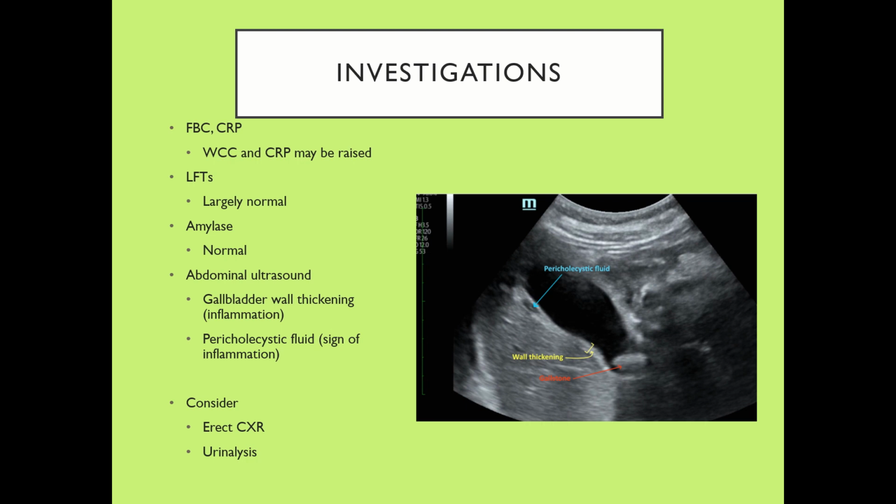On abdominal ultrasound, you might see a bit of gallbladder wall thickening, indicating inflammation, and you might also see a little bit of fluid or pericholecystic fluid, so just fluid outside of the gallbladder. And again, this is just a sign of inflammation. Again, you would consider things like an erect chest x-ray, maybe some urinalysis. Some of these patients might come in with almost right flank pain, so it might be difficult to distinguish from renal colic.